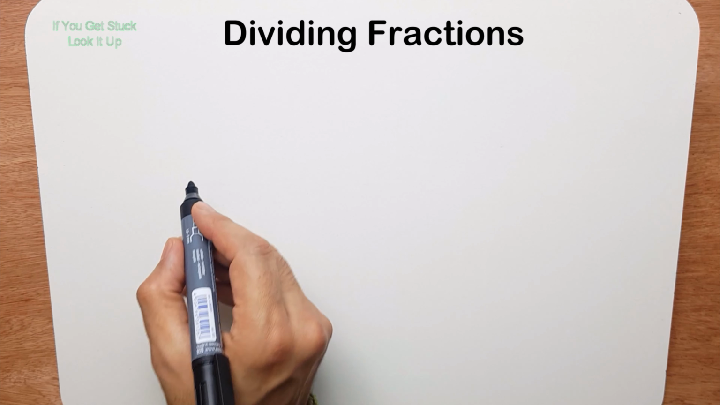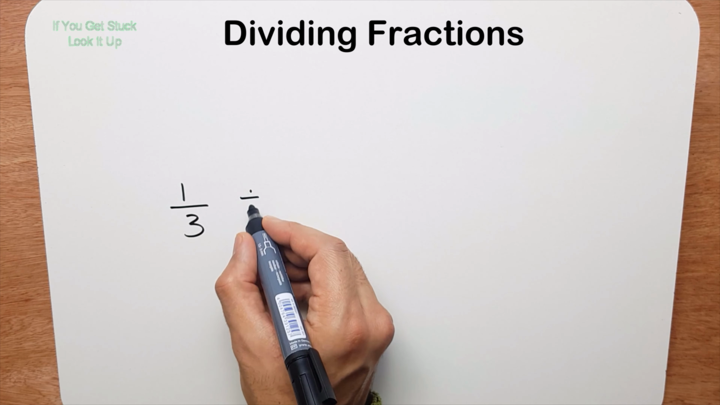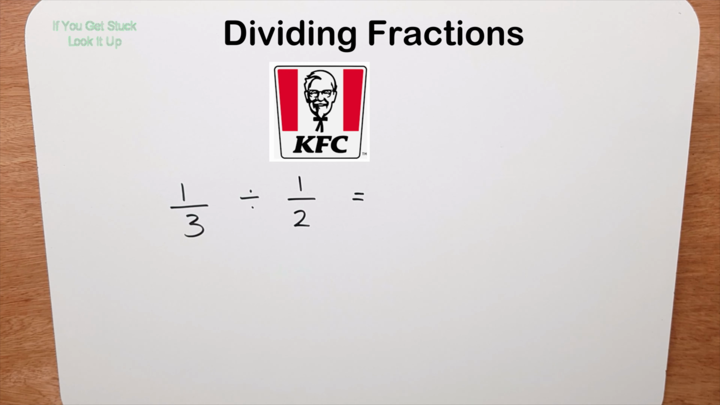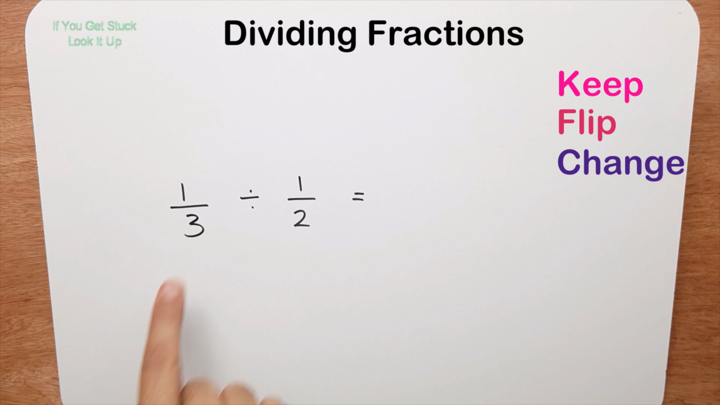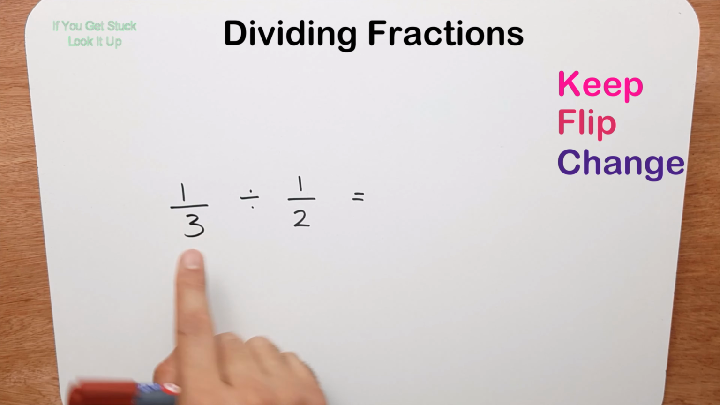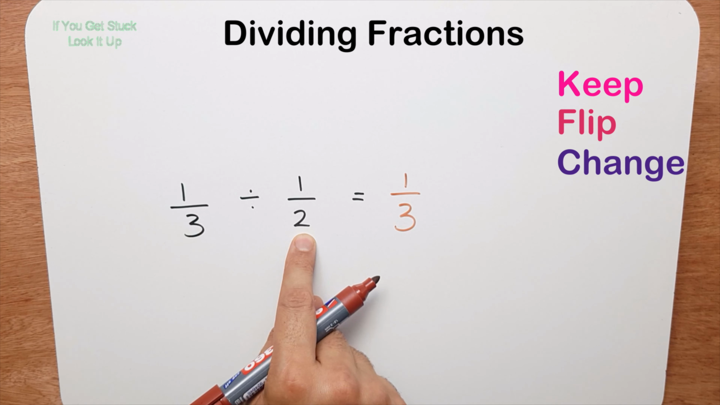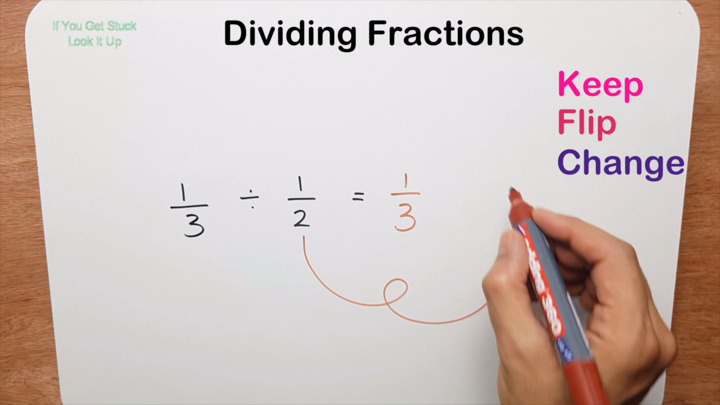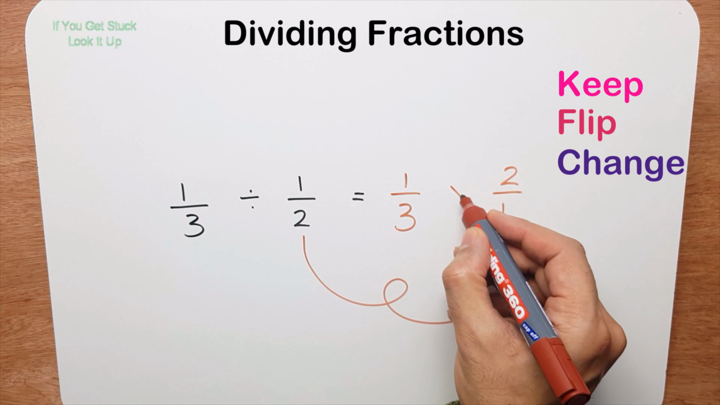Now I'm going to show you another method which you may have heard about. 1/3 divided by 1/2. Now it's the KFC method, not that KFC, but the keep, flip, and change. All that means is you keep the first fraction the same, you flip the second fraction, so that is flipped over, so it becomes 2/1, and you change the divide into a times.